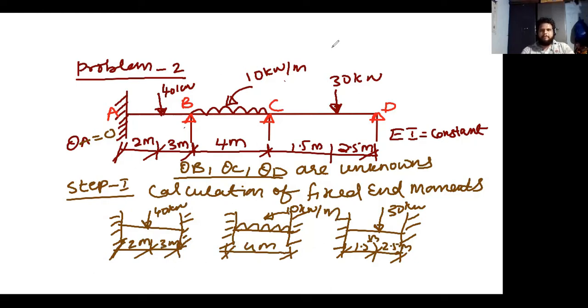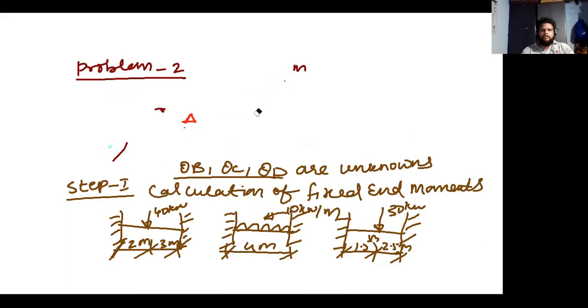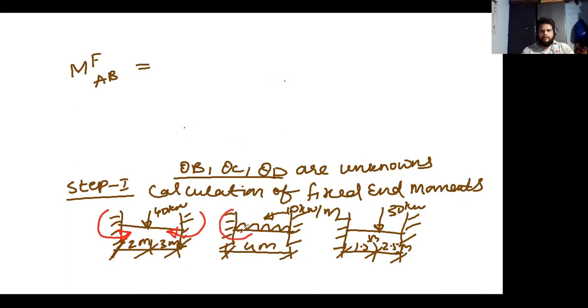Once after splitting up the spans, you have to calculate the fixed end moment values. The first span has a 40 kilonewton load, spanned over 5 meters as 2 and 3 meters. What type of moment will this generate, clockwise or anti-clockwise? The moment at A will be anti-clockwise, and the moment at B will be clockwise.